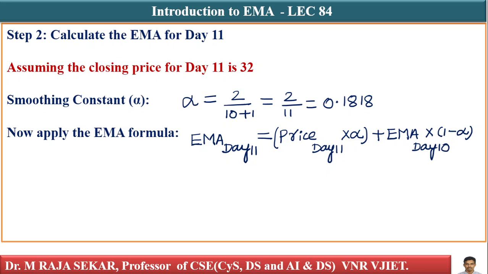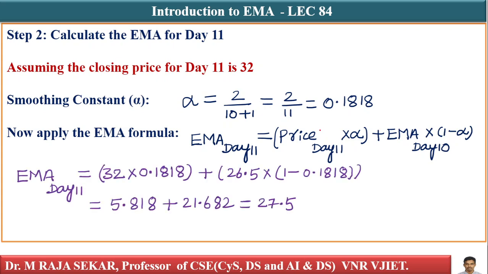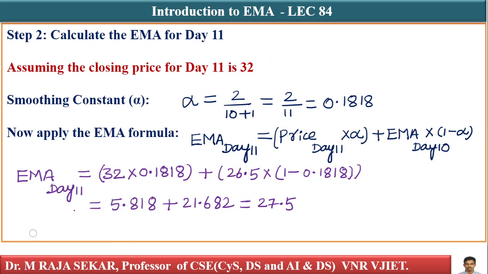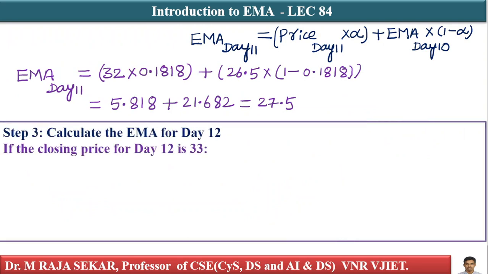How can I calculate? I already discussed the smoothing constant. Now EMA day 11 equals price day 11 into alpha plus EMA day 10 into 1 minus alpha. We know all these values. I am substituting. What is the price on day 11? That is 32, isn't it? Into alpha. What is my alpha value? 0.1818. EMA for day 10, just go to the previous slide, you have that value. 1 minus alpha. If I calculate this, what will I get? I will get 27.5. That is the EMA value for day 11.